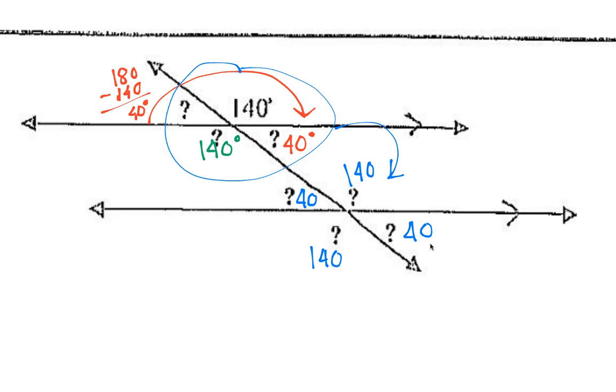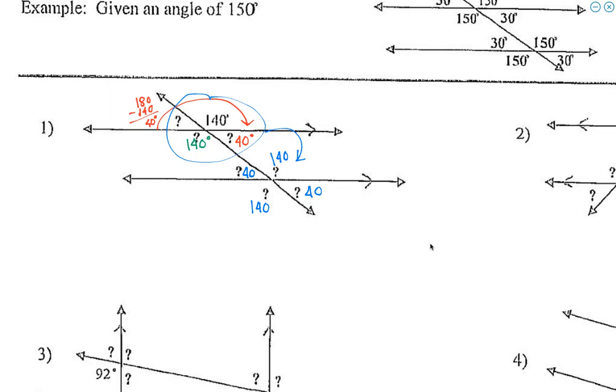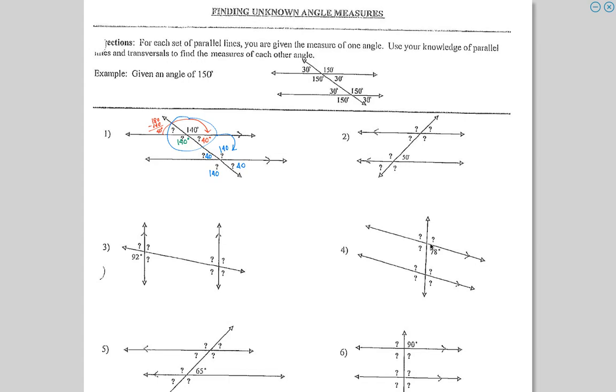And that's it. That's how they'll all be done. Really, 3 ideas were used there: vertical angles, supplementary angles, and then corresponding angles. We could have used alternate interior or alternate exterior, but we don't have to. I'm going to go to the next page if there's no questions on that.